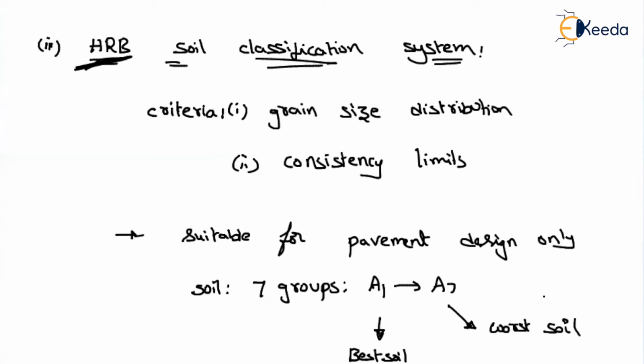And again, in these 7 groups, they are differentiated into 20 subgroups. Those are based on the group index. So in group index, suppose I take a soil type of A3. In that A3 itself, the entire soil is divided into some subclassification.